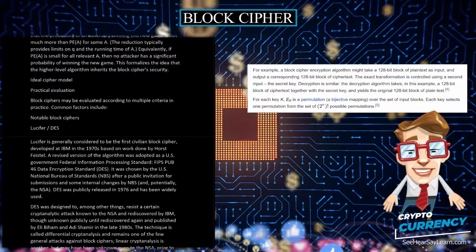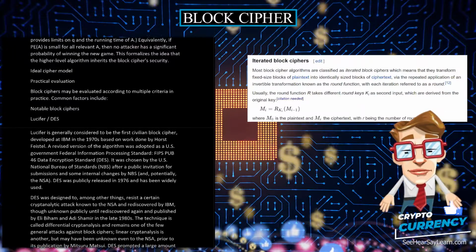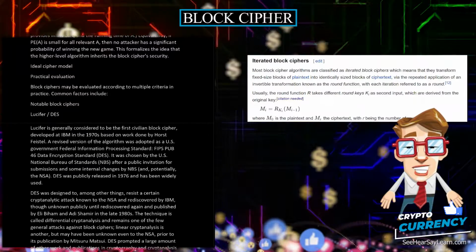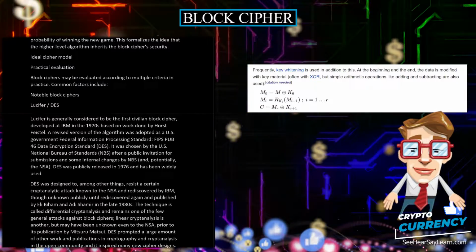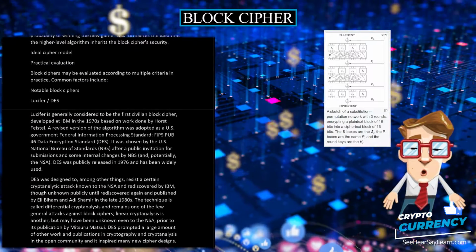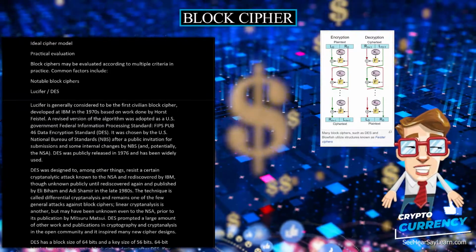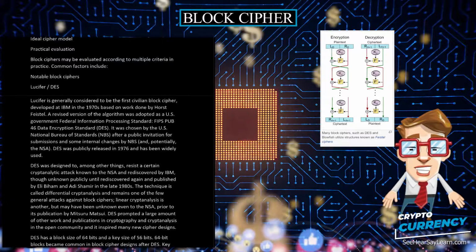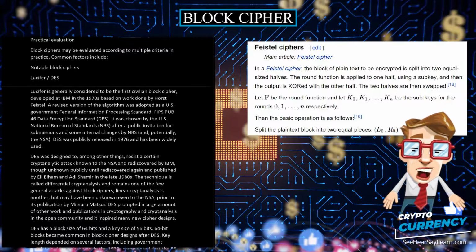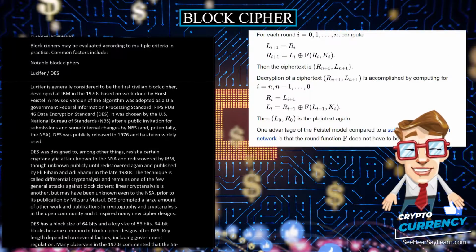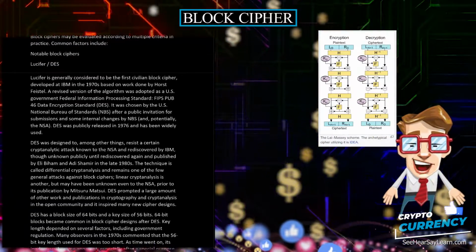DES was designed to, among other things, resist a certain cryptanalytic attack known to the NSA and rediscovered by IBM, though unknown publicly until rediscovered again and published by Eli Biham and Adi Shamir in the late 1980s. The technique is called differential cryptanalysis and remains one of the few general attacks against block ciphers. Linear cryptanalysis is another, but may have been unknown even to the NSA, prior to its publication by Mitsuru Matsui. DES prompted a large amount of other work and publications in cryptography and cryptanalysis in the open community, and it inspired many new cipher designs.